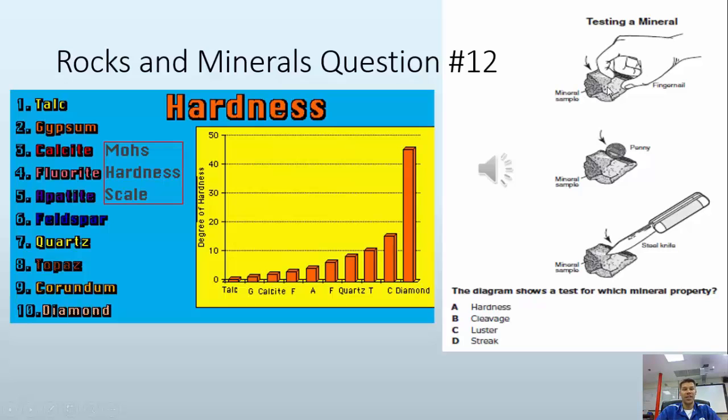If his fingernail scratches it, then the mineral is probably a very soft mineral like talc. If a penny can scratch it, well then you know it's probably one of the softer minerals, but maybe at least one of the top 4 or 5 here. If a steel knife can scratch it, but a penny can't, then we're looking at one of the significantly harder minerals down in this area. So the diagram shows a test for which mineral property? The answer is A, hardness.